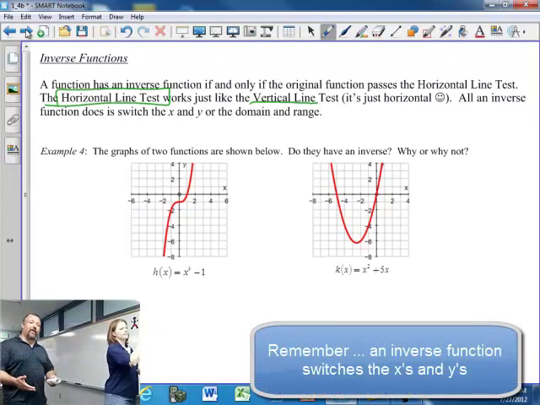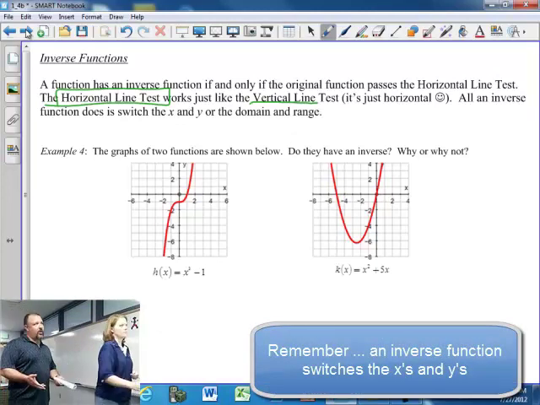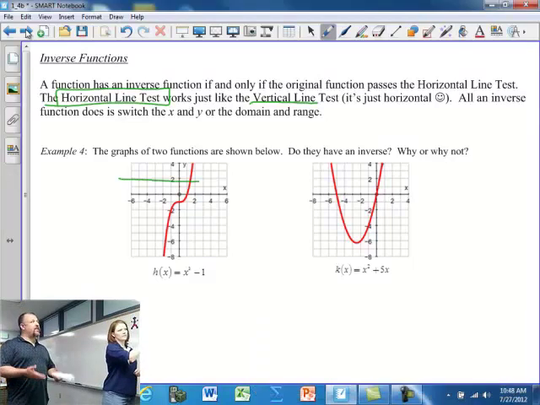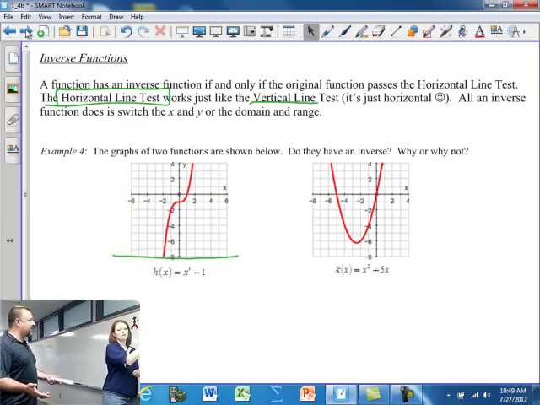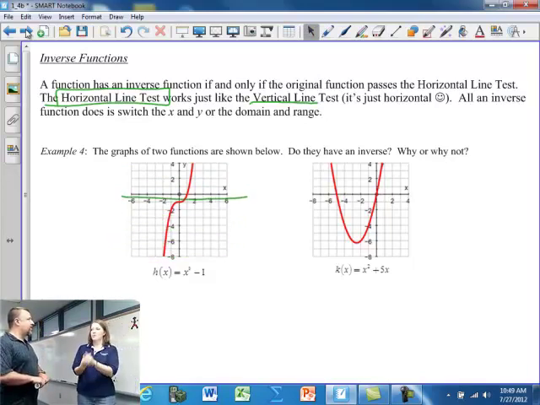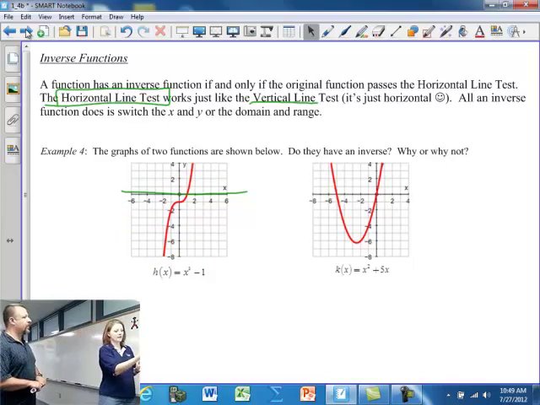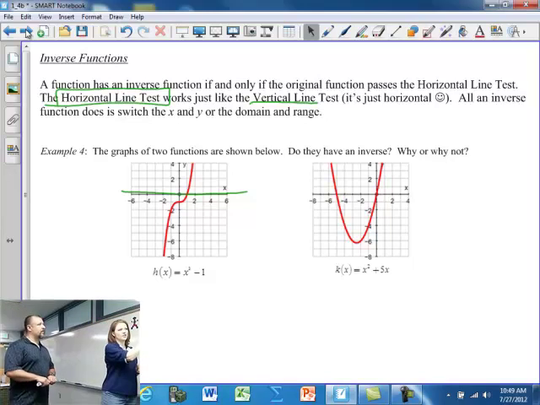So we're going to apply the horizontal line test to a function in the same way we applied the vertical line test, in order to determine whether or not this function actually has an inverse that is also a function. Okay. So we're not actually finding the inverse yet. We're not. We're just checking to see if the inverse will be a function. Okay. So there's a graph given. If you care, this is the function h of x.